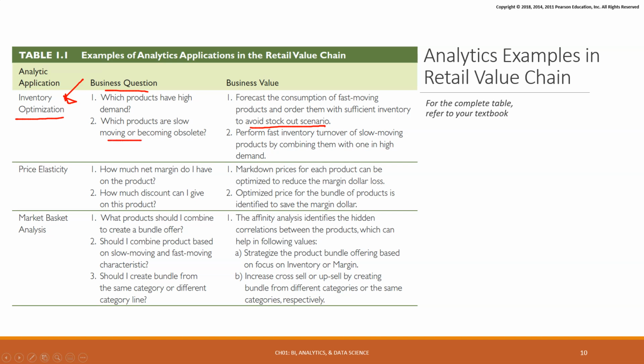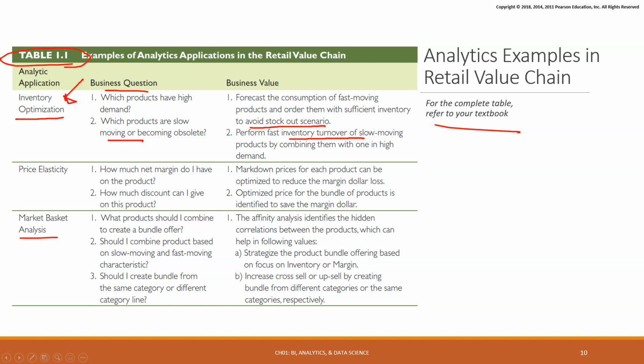So this comes to the second business question of what products are slow or obsolete. So basically, perform fast inventory turnover of slow-moving products. So this could be another idea about that inventory optimization. You can go through this example in the textbook. It's table 1.1. And there are some more examples there.